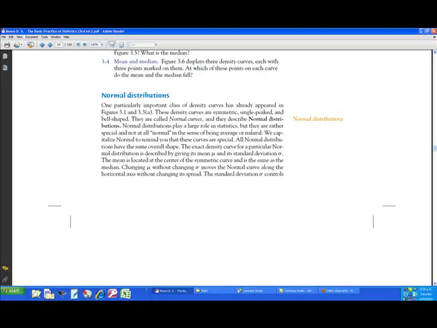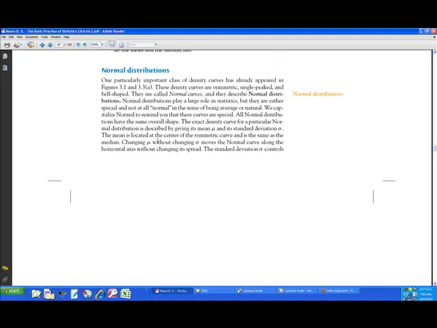Now remember, you can sort of think of the curve as representing a bunch of data, and the data will have a mean. So we can talk about the mean for that curve. And the data will have a standard deviation, so we can talk about the standard deviation for that curve. The mean is located at the center of the symmetric curves and is the same as the median. Changing mu without changing sigma moves the normal curve along the horizontal axis without changing its spread. On the other hand, the standard deviation controls the spread.